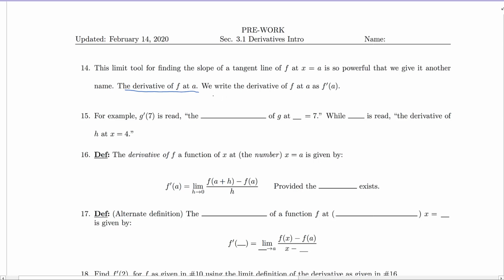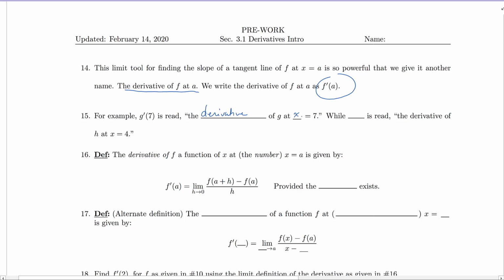So we're going to go ahead and write that this way. Rather than saying the derivative of f at a, we're going to use this notation right here. So for example, g prime of 7, or the derivative of g at x equals 7, is read as I just said, the derivative of g at x equals 7.